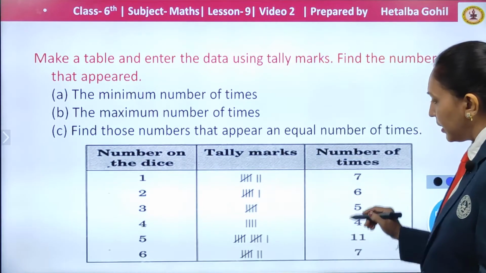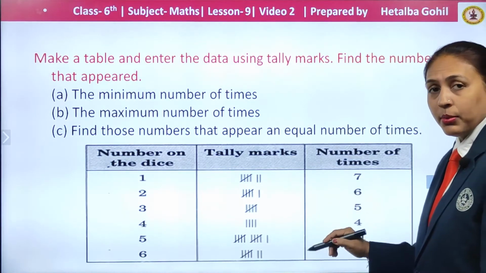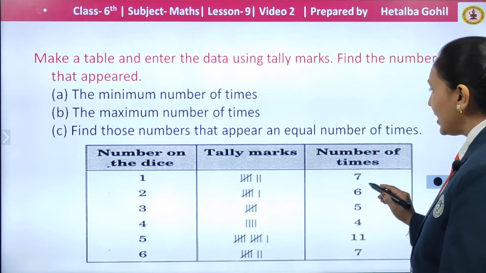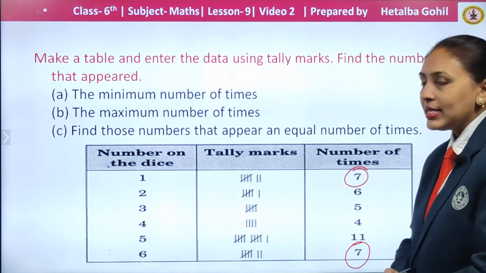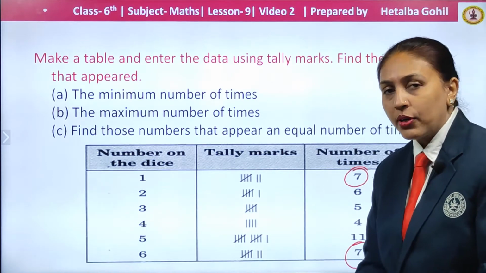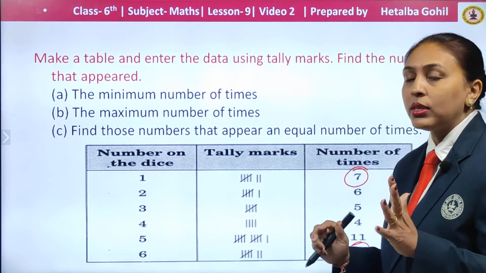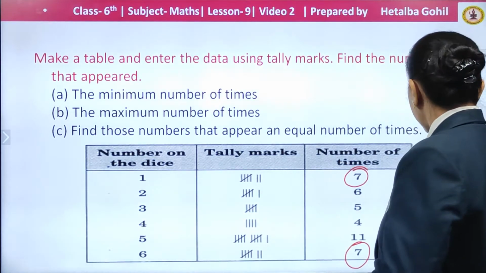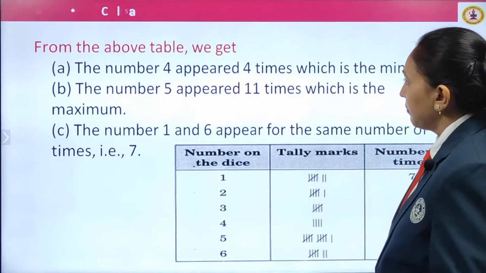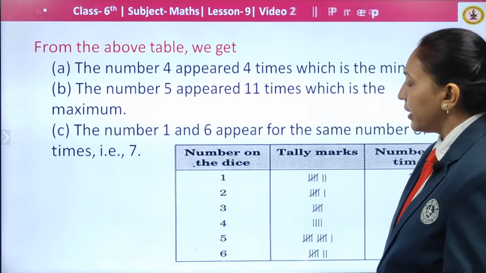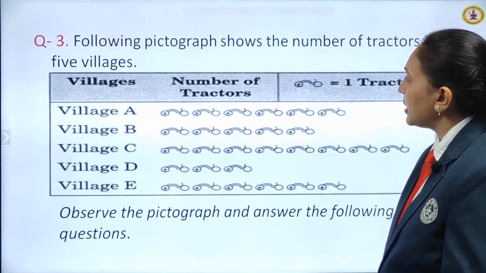Any number, children, that you can see repeated an equal number of times? Yes. Which is that number? 1 and 6. The numbers 1 and 6 appeared an equal number of times, that is 7 times both the numbers appeared. Okay, so that is the answer we have discussed here.